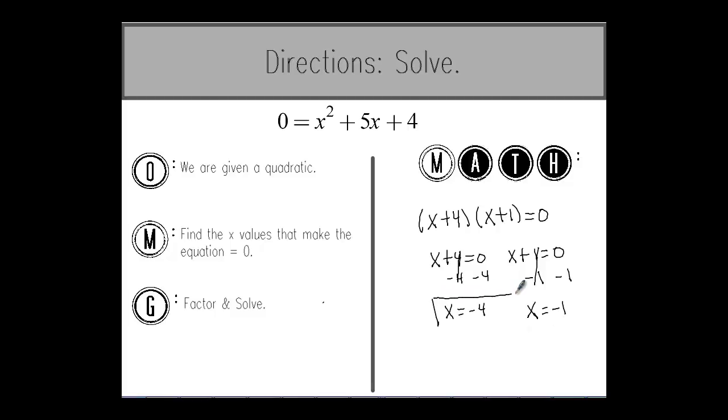So I found my two zeros. Since it was a quadratic, I was looking to get two zeros since the power here is 2, so I finished this first problem.